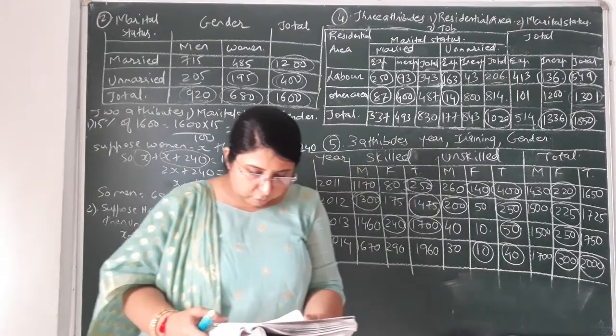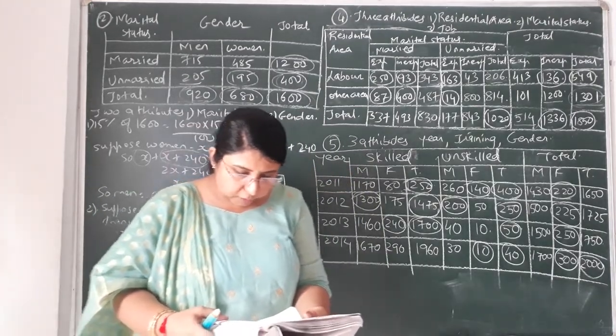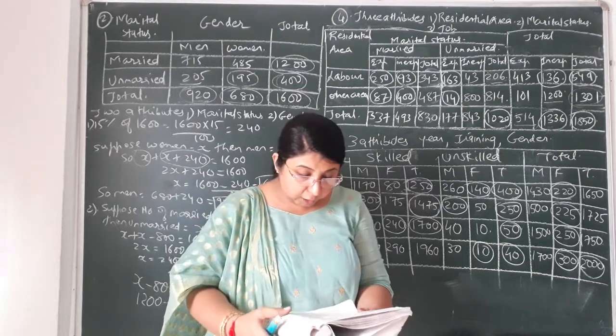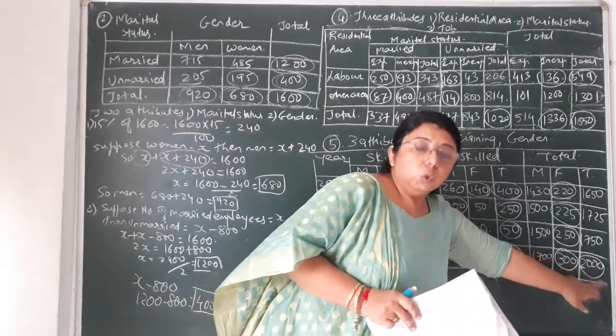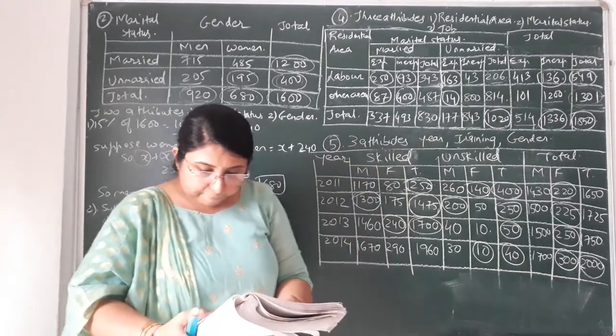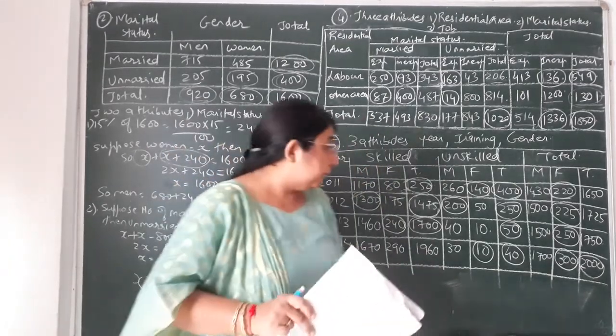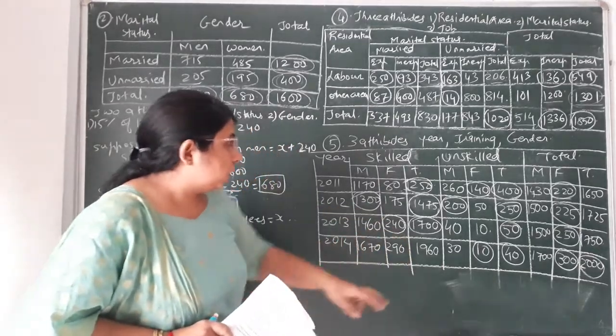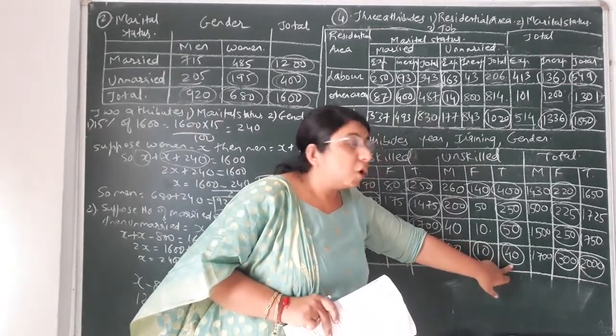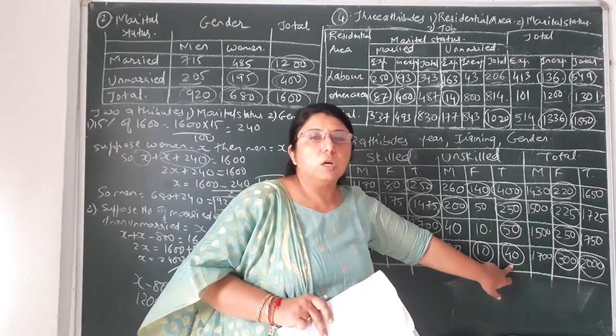Okay. Then in the year 2014 there were 2000 workers and of them 2% were unskilled. In the year 2014 the total number of workers is 2000, and of them 2% were unskilled. Out of 2000, 2% you will count, then you will get 40. So 40 is the total number of unskilled workers in the year 2014.